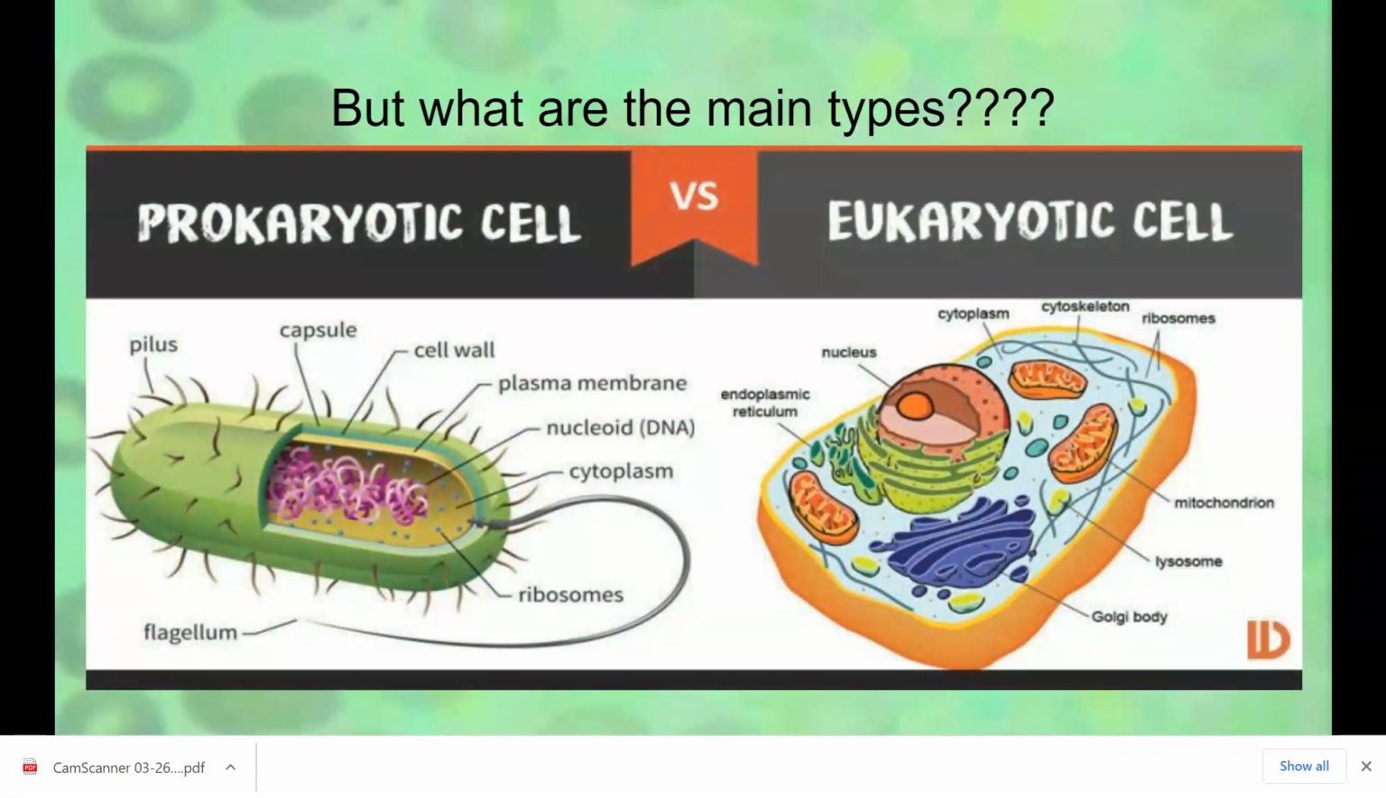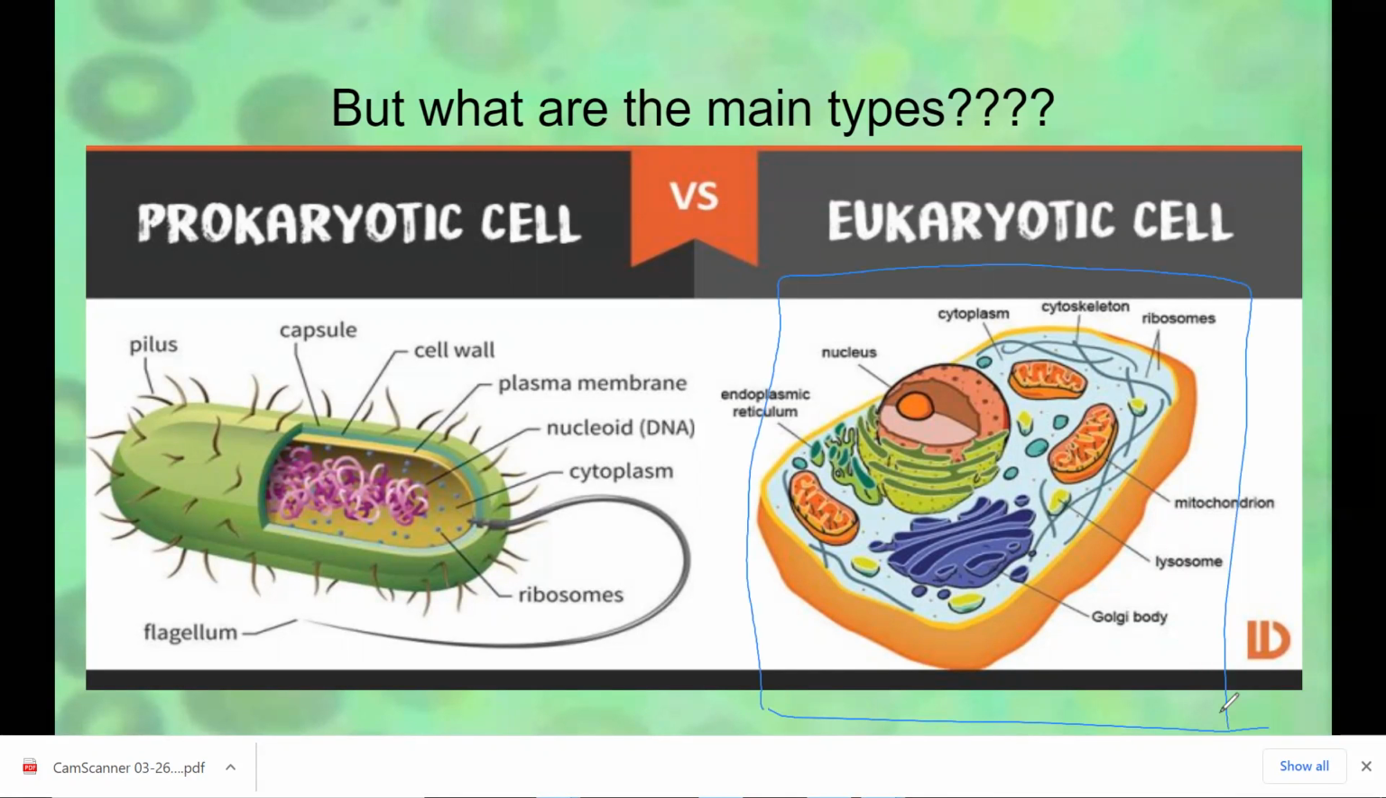So we define cells, or we split cells, I should say, into two main categories: prokaryotic cells and eukaryotic cells. Now, we are eukaryotic organisms. We have cells that mimic this one on the right, because we have cells that have nuclei. We have cells that have all of this stuff in the middle.